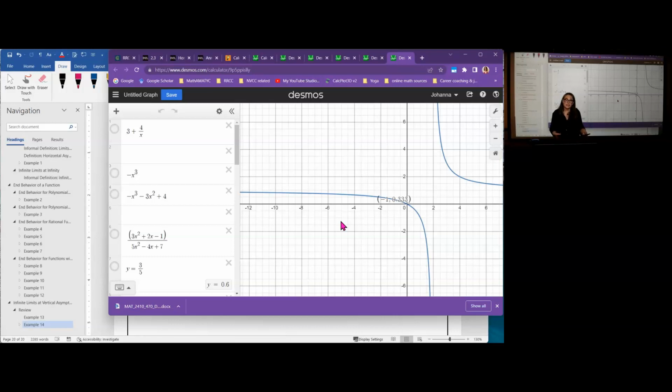Now, continuity means that you can draw the graph without picking up your pencil, which means that with a hole or a displaced point or a jump or a vertical asymptote, we have a break in continuity.